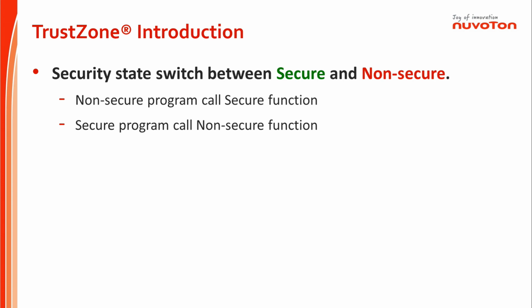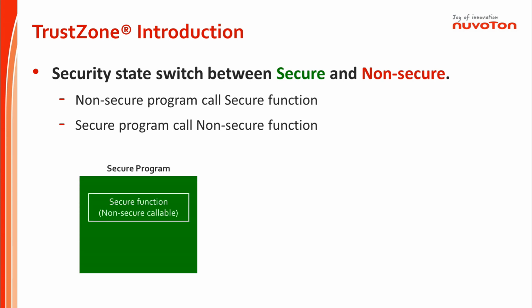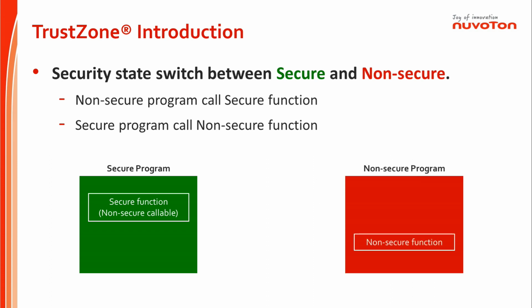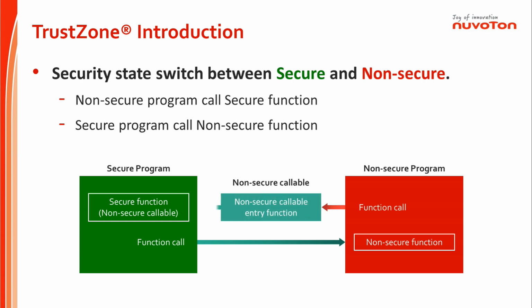After configuring the security attribution, secure programs run in the secure memory map and non-secure programs run in the non-secure memory map. The system starts up as a secure program. The system can switch between secure and non-secure state through function calls.